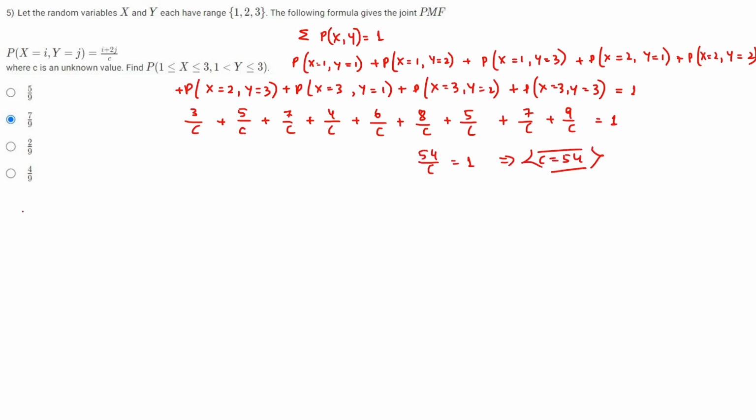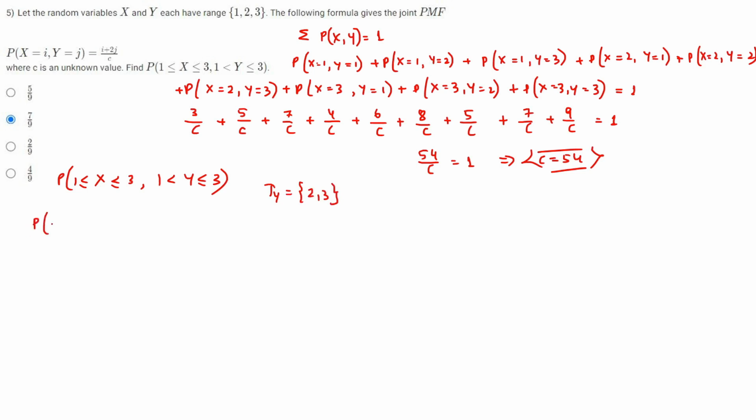So what's the probability of 1 less than or equal to x and less than or equal to 3 comma 1 less than y and less than or equal to 3? So this is nothing but, the range of y is now 2 comma 3. So what are the different possible values here? So I'll just write it here.